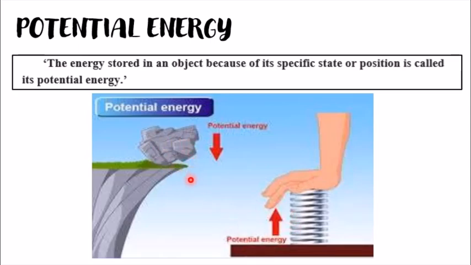And when that object starts to move, that potential energy is converted to kinetic energy because it is moving. But when it is at rest, it is not moving. For example, this rock is at rest, it is not moving. At that time it has potential energy.